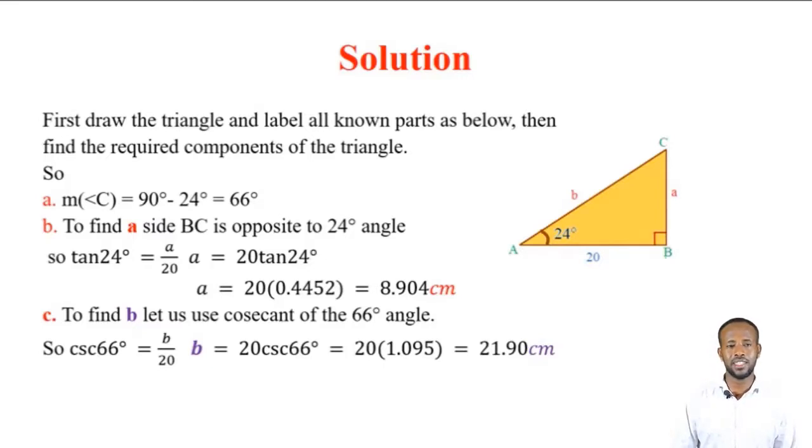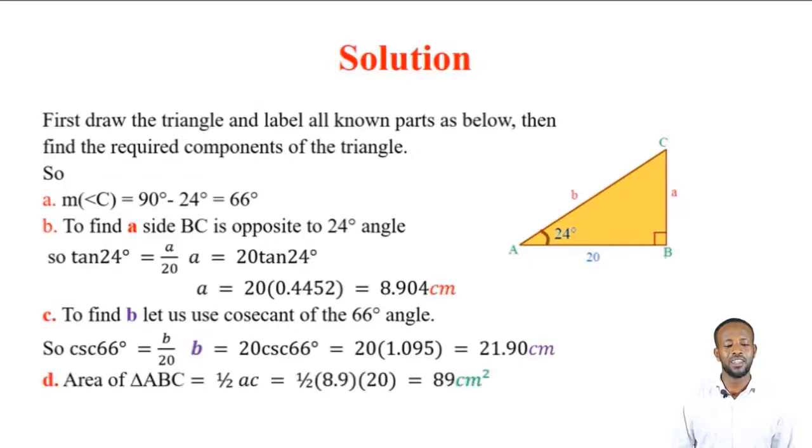What's left for us? The area. Area is obtained by 1 over 2 times a times c, we can say. a, that means side BC, we have 89 centimeter square. This is one of the advantages of the trigonometric function. So mathematics is not only the four operations. Mathematics is too wide, and we apply it in our daily life in different ways.